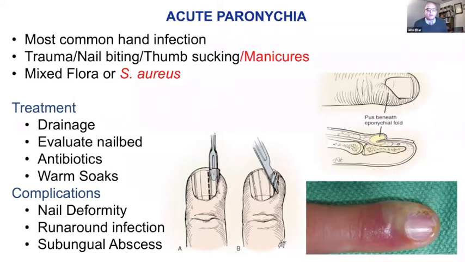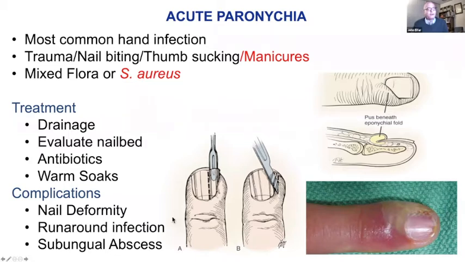Paronychia are soft tissue infections of the lateral nail fold. These are really common in children and are more common in women than in men. It's the most common infection in the hand, and it involves the soft tissue fold around the nail. If it's untreated, it can extend below the nail plate and into the entire eponychium.